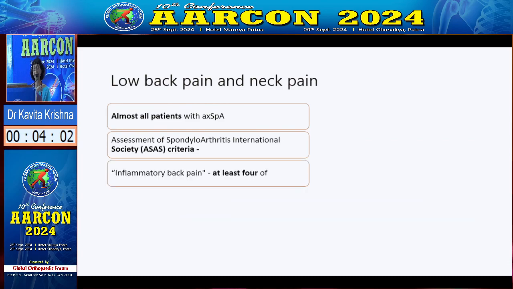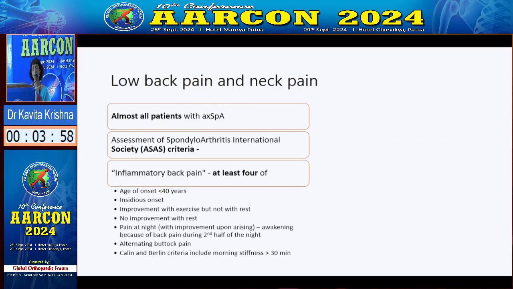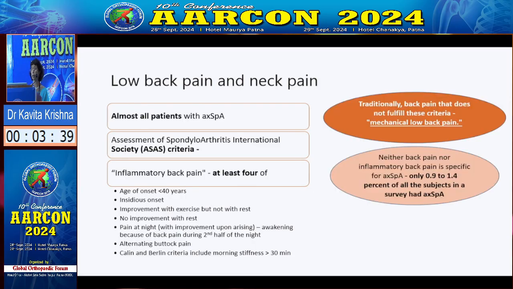Almost all patients with axial spondyloarthropathy have low back pain. An inflammatory back pain, by definition, is at least 4 of the following: age less than 40 years, gradual onset, improves with exercise but not with rest, pain at night where the patient wakes up because of the pain, especially in the second half of the night, and morning stiffness more than 30 minutes and alternating buttock pain.